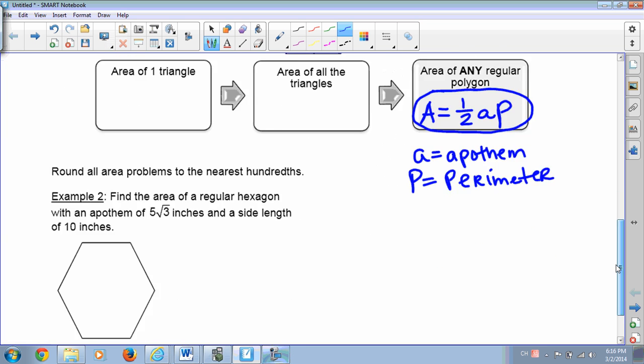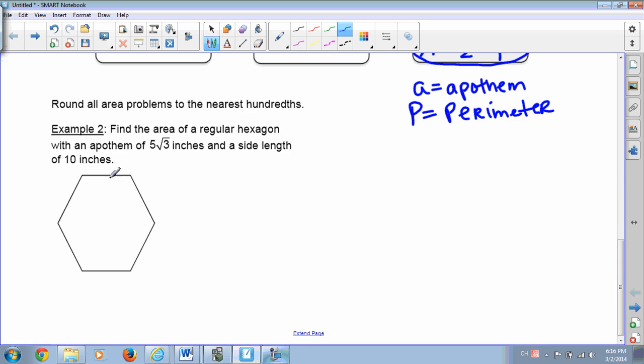Okay, let's go ahead and look at our second example here. It appears to be a hexagon, 6 sides. Find the area of a regular hexagon with an apothem of 5 square root of 3. Okay, so let's draw our apothem from the center to the midpoint of an edge. And let's label that as 5 square root of 3. And each side length of our hexagon is 10. So all of these are 10.